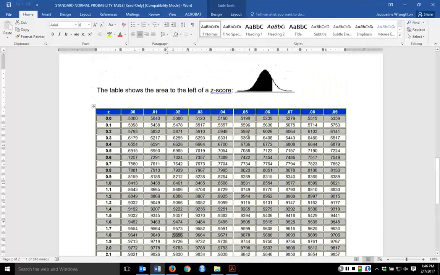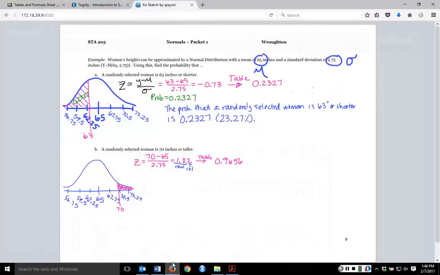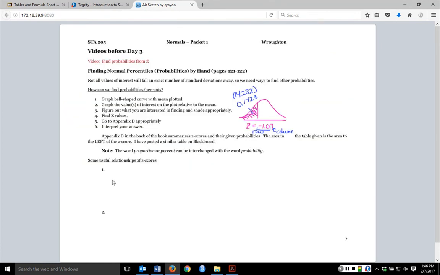Now keep in mind that number I just found is what's shaded to the left. So if I go back here, if I actually wanted to put my number on the picture just like I did in the one above, technically that 0.9656 is this side. Notice that's not what I actually want, right? I want this little pink area. Now for some of you, I'm sure it's obvious what we're going to do, but we're going to go ahead and go back to the previous page and talk about some useful relationships of z-scores.